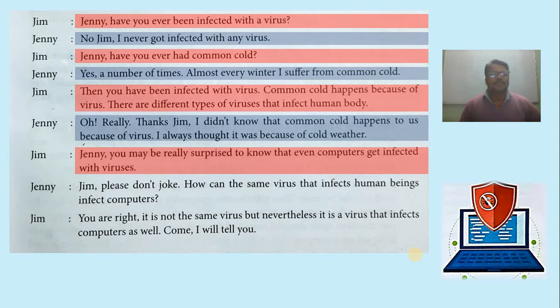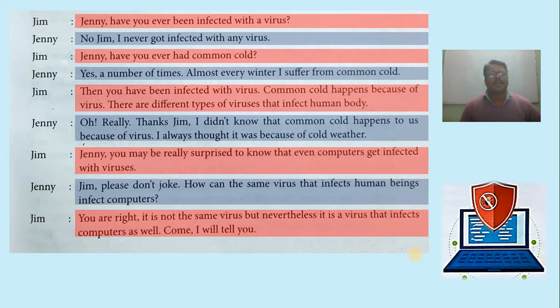Jenny says, Jim, please don't joke. How can the same virus that infects human beings infect computers also? Jim says, you are right. It is not the same virus, but nevertheless it is a virus that infects computers as well. Come, I will tell you. But here, my dear, Sanjeev sir will tell you why a computer virus is different from a human virus.